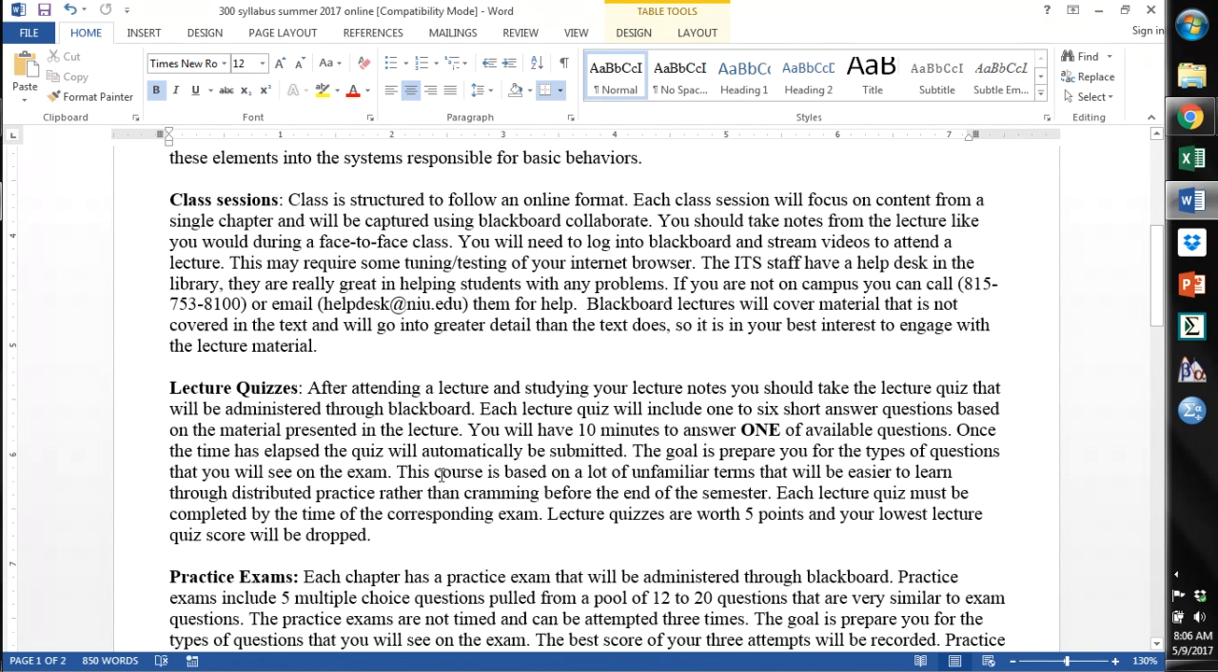Each lecture quiz must be completed by the time of the corresponding exam. So we'll see down below we have 3 unit exams, and you'll need to have all these lecture quizzes completed prior to attempting that unit exam. Each lecture quiz is worth 5 points, and your lowest lecture quiz score will be dropped.